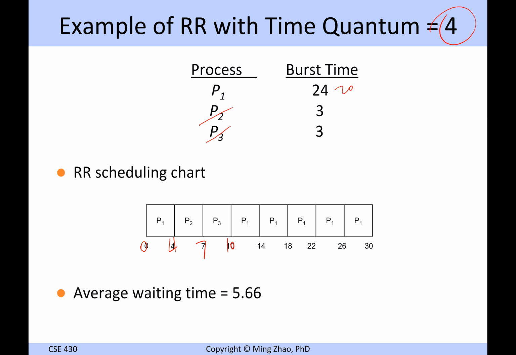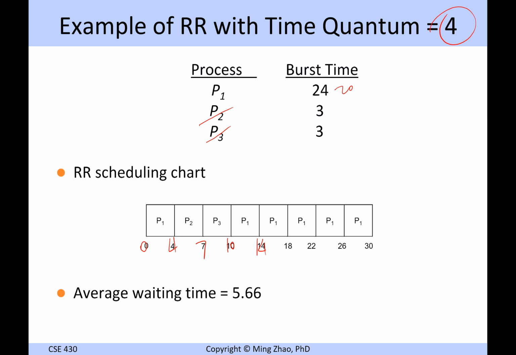So we will have only P1 left, and P1 has 20 time quantum remaining. So we will execute P1, and it gets executed for one time quantum, which is 4. Right? At time 14, the CPU scheduler is invoked and does another CPU scheduling decision.